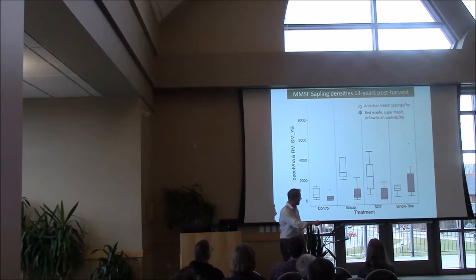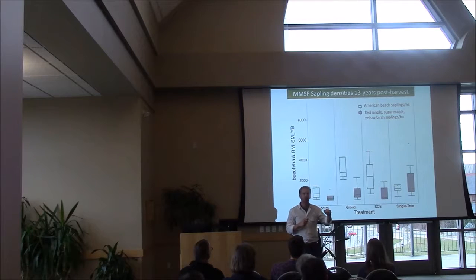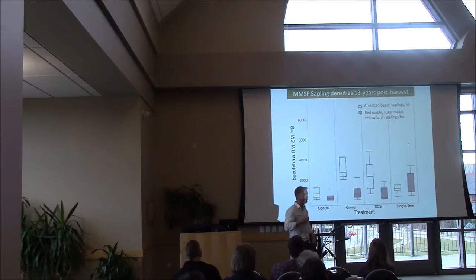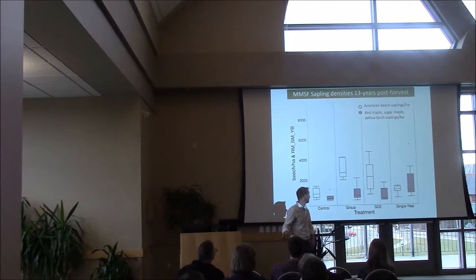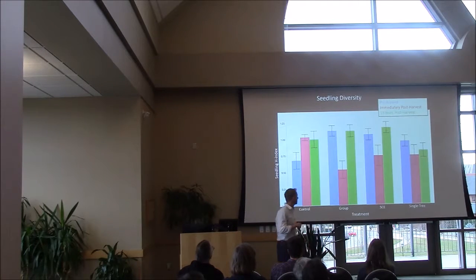And yet, we have levels of sugar maple and yellow birch regeneration here that actually exceed some of the minimum thresholds that are established by silvicultural guides, like the minimum that you would want to maintain stand dynamics and growth and yield and those kinds of things. So that's encouraging. Let's look at diversity as another interesting metric here.